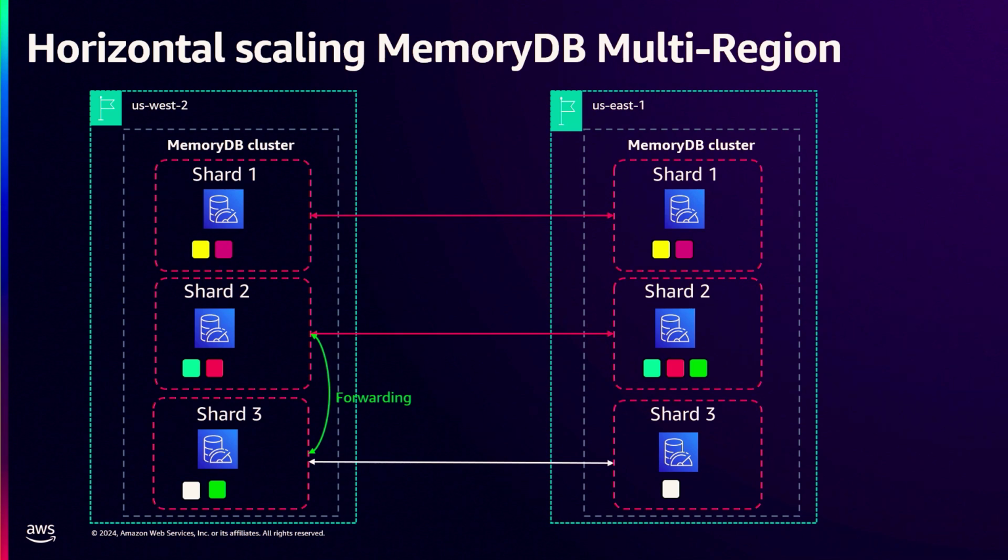And similarly for the green slot, we finish our scaling process by copying the last slot over and then replicating now across the two regions on shard 3. And now we've finished our scaling process and both regions have the same topology. So let's wrap everything up with an example.